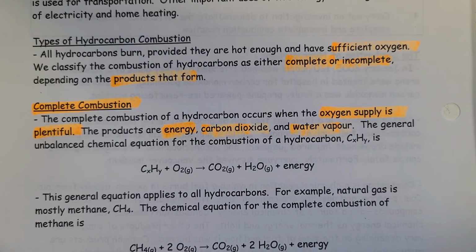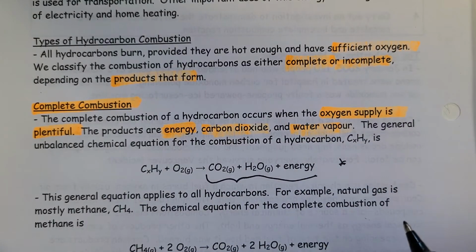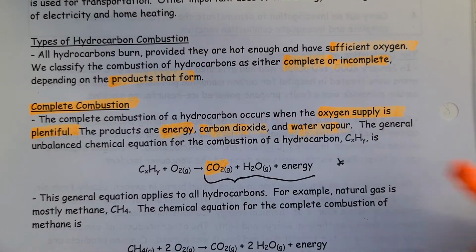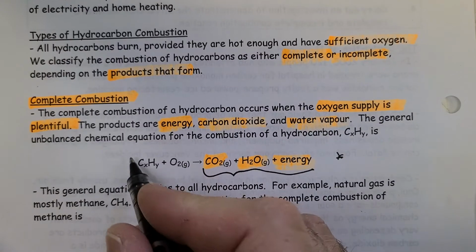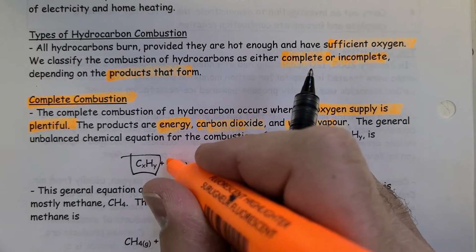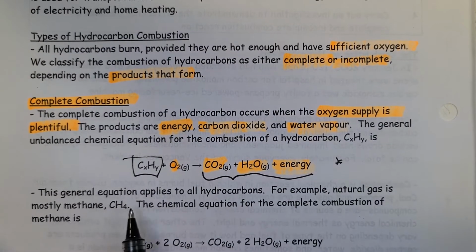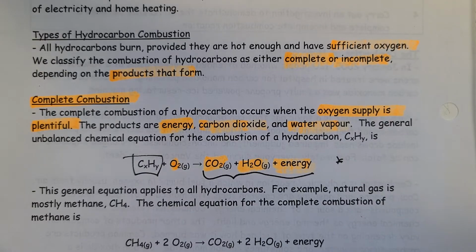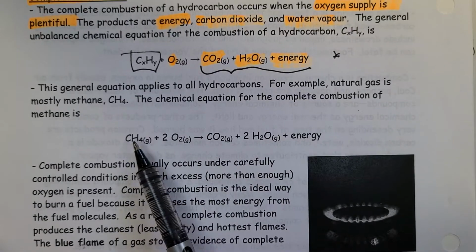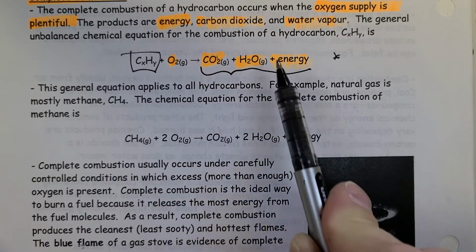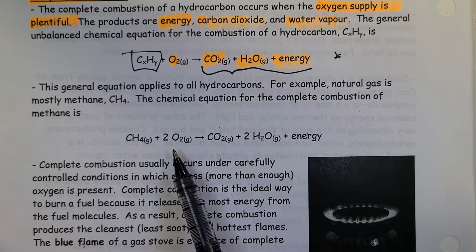And the general unbalanced equation is this. Try to remember this. For a complete combustion, you're going to get CO2, H2O, and a lot of energy. And of course, to have combustion, your hydrocarbon has to be combined with O2. This general equation applies to all hydrocarbons. If you look at methane combustion, CH4, we're going to get CO2 formed, H2O formed, and energy. And then, of course, you just have to go back and balance it out.